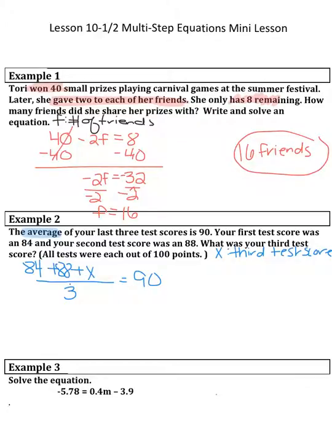Okay, so you maybe have not solved an equation like this. Let's look at it. What would you want to do first? I'm thinking, we've got this 84 plus 88. Let's go ahead and add those 2 numbers together. What's 84 plus 88? 172, hopefully. So now I have 172 plus x, divided by 3, all of that together, equals 90. When you're finding the average, remember we always add everything up first.